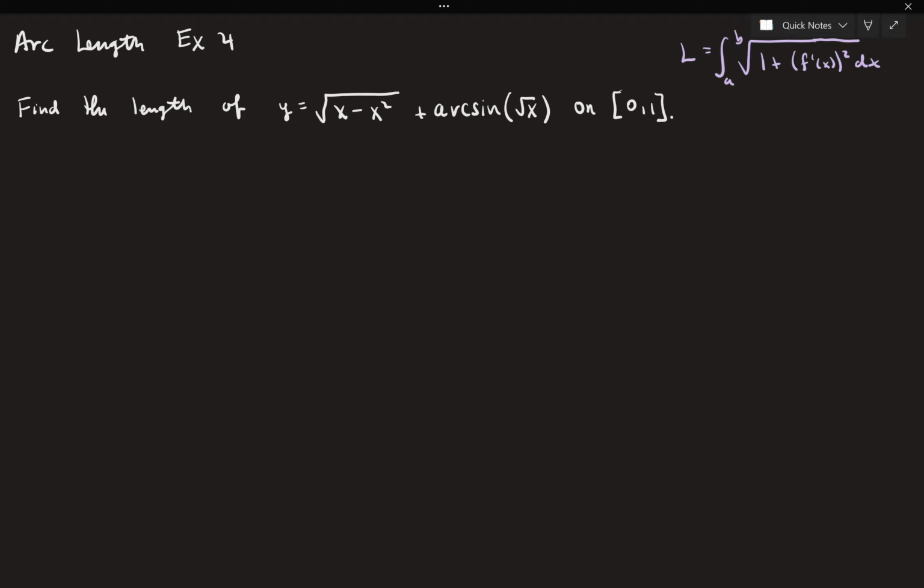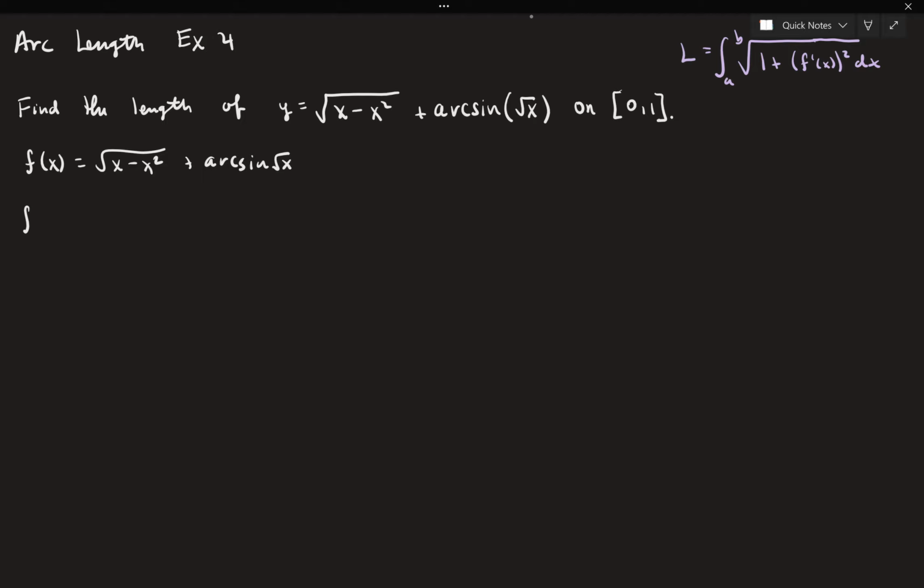Okay, here's example 4 for arc length. This one is going to be the algebra soup one. But in any case, pause the video, try it first. Okay. My function I want to find the length of is gross, but it's here.